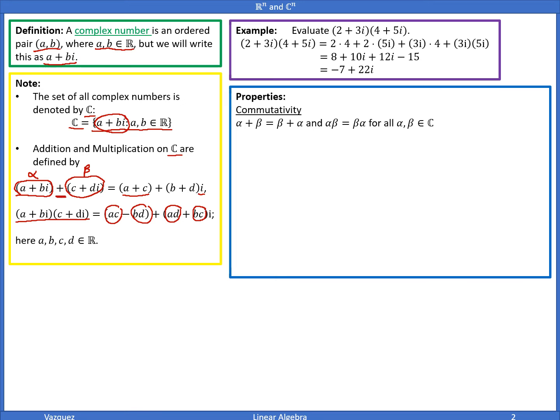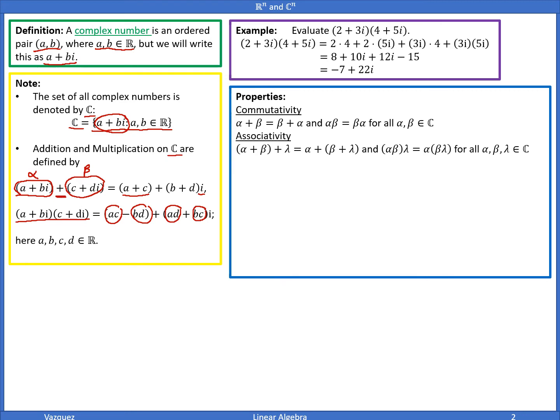We have alpha plus beta is equal to beta plus alpha. So it's commutative under addition, and over here it's multiplication. I said a plus b, but it's actually alpha plus beta, not that it matters. Alpha times beta is equal to beta times alpha for all alpha, beta being complex numbers. So that's commutativity. Again, these are theorems, so there are proofs, but these shouldn't be too hard. You can do them. They're proven the same way you prove the properties of the real numbers.